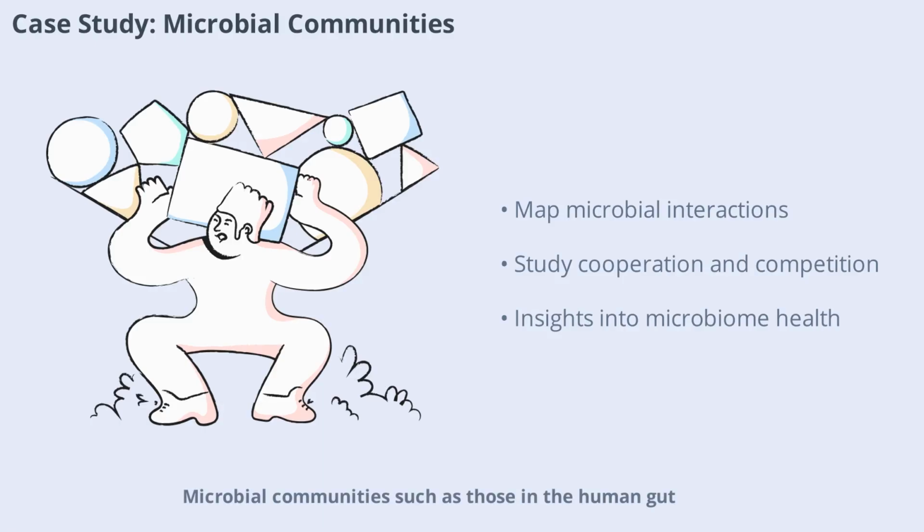Microbial communities, such as those in the human gut, are complex networks of interacting species. Analytical tools can map these interactions, revealing how microbes cooperate or compete. Understanding microbial networks is essential for studying health, disease, and environmental processes. Network analysis has uncovered new insights into the role of the microbiome in human health.